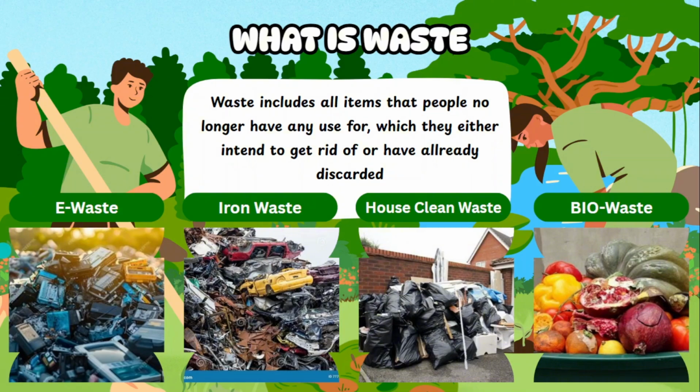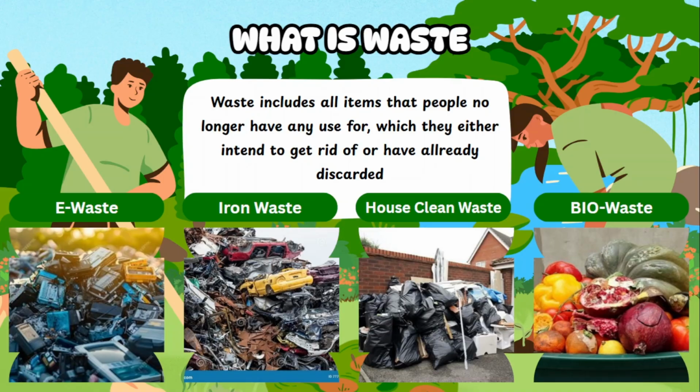Sa picture natin, makikita natin meron tayong e-waste, iron waste, house clean waste, and bio waste. Sa e-waste, includes dito yung mga old electronic devices like computer, cell phones, television, and batteries. These contain harmful materials, so they should be disposed properly. Next is yung iron waste. Iron waste includes scrap metals from all vehicles, machine, and construction materials. This can still be recycled and reused.